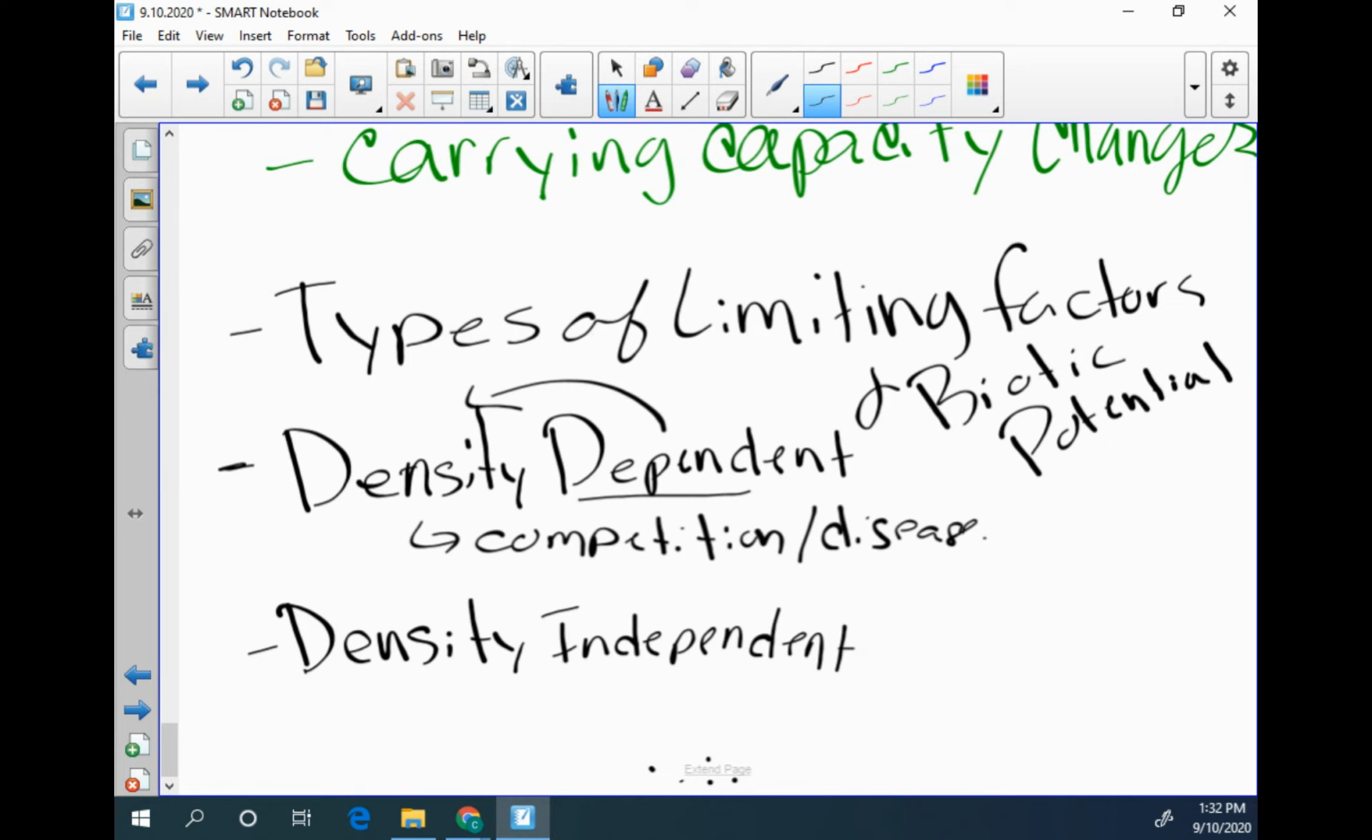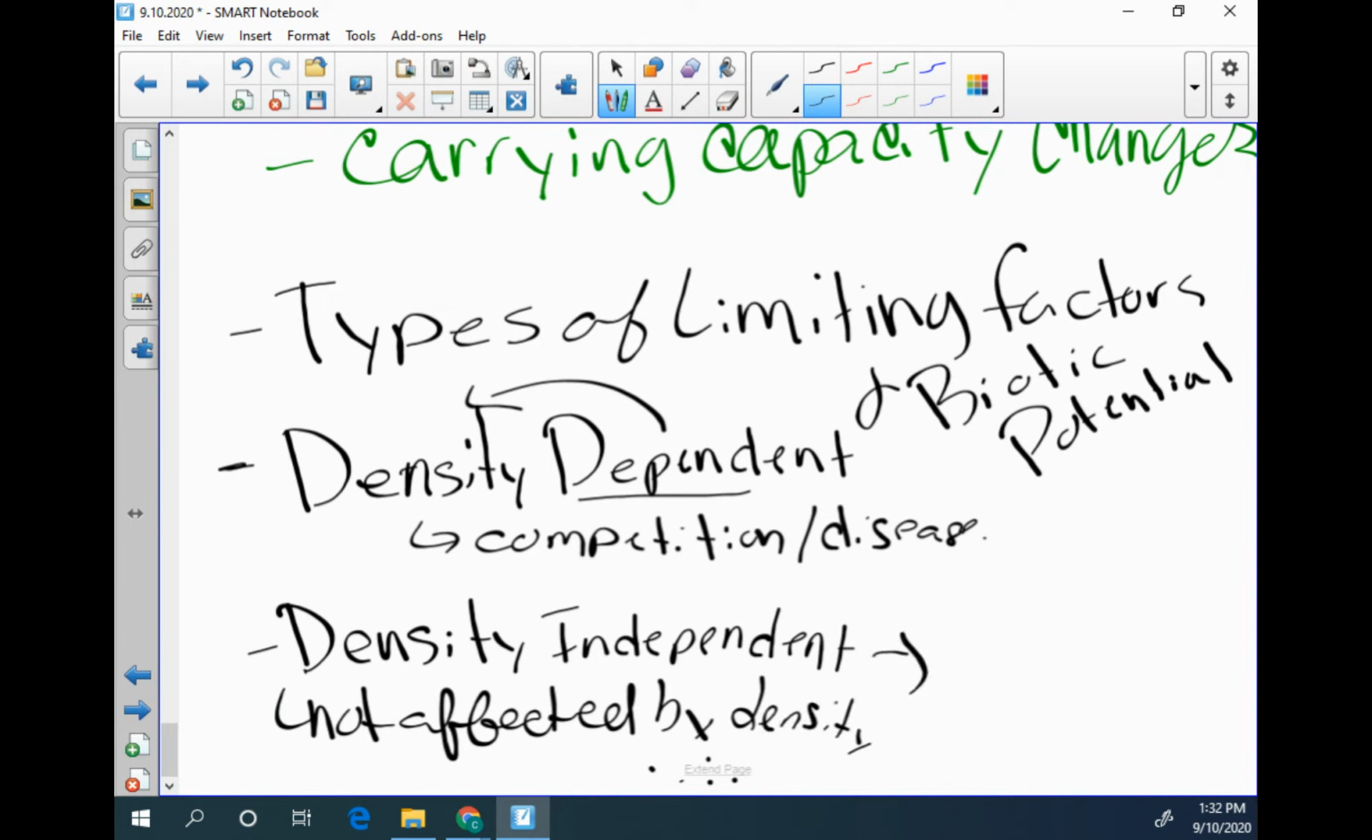Density independent factors are not affected by density. And that'll be like our natural disasters. It doesn't matter how many there are. Forest fire's going to wipe out all of them no matter what, you know?